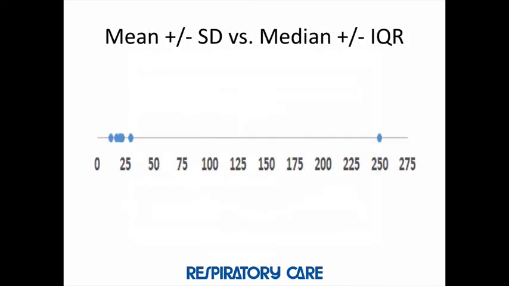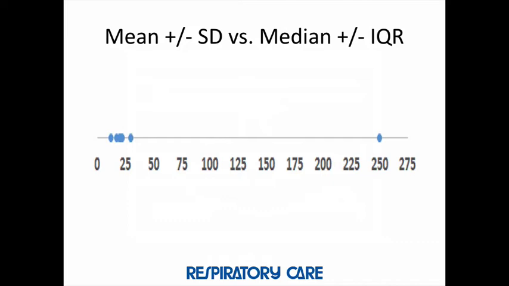With normal data, you report it as mean plus or minus standard deviation. However, with non-normal data, you report it as median plus or minus interquartile range. And this is important, particularly to the study we're discussing today. And I've created a small example here. This is all made up data you see on this slide.